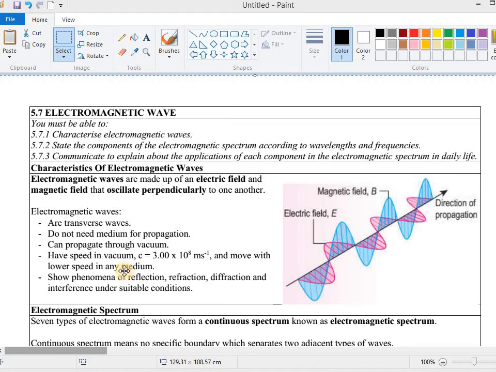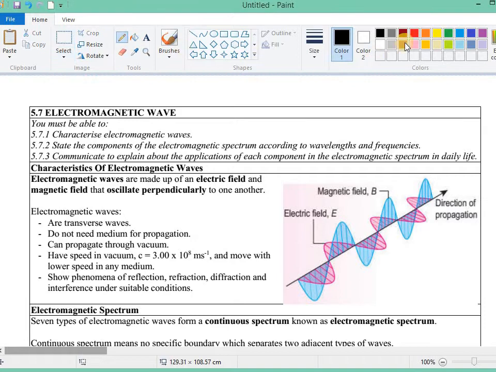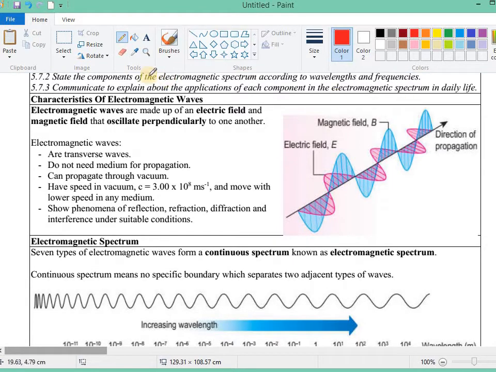Okay, topic 5.7, electromagnetic wave. What is an electromagnetic wave? First, we want to look at the characteristics of electromagnetic waves.